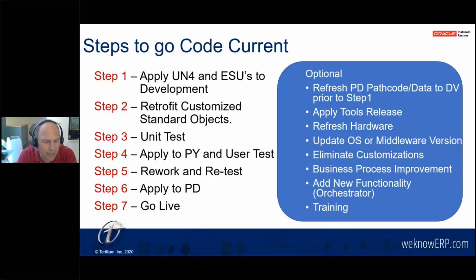A couple of optional recommendations that Trillium typically puts out there: we do recommend refreshing your PD path code down to DV first. That way you're starting with exactly what's being used in production. It eliminates anybody who did any crazy test coding or had been playing around in DV before you get started. You also may want to look at applying tools releases, refreshing hardware, and doing a whole bunch of the items we're going to get to in a little bit here.